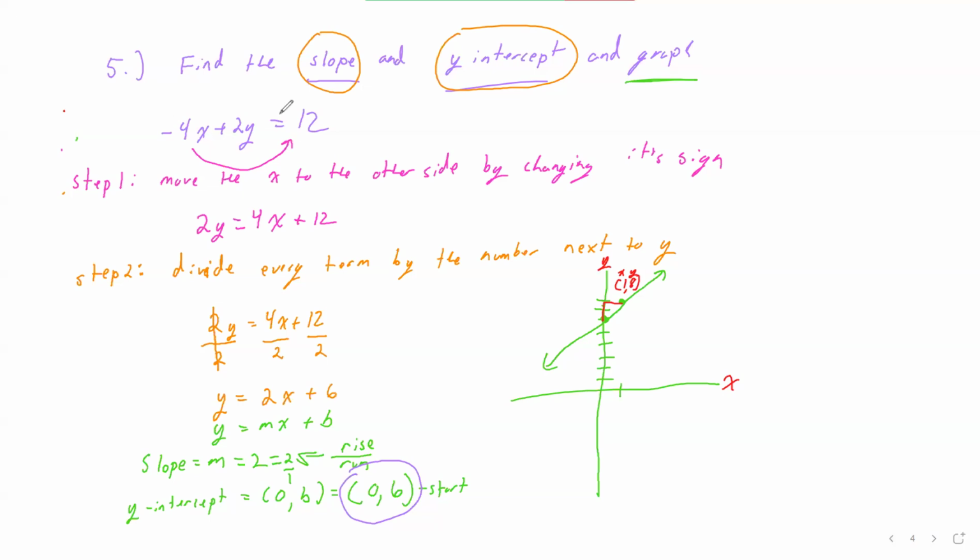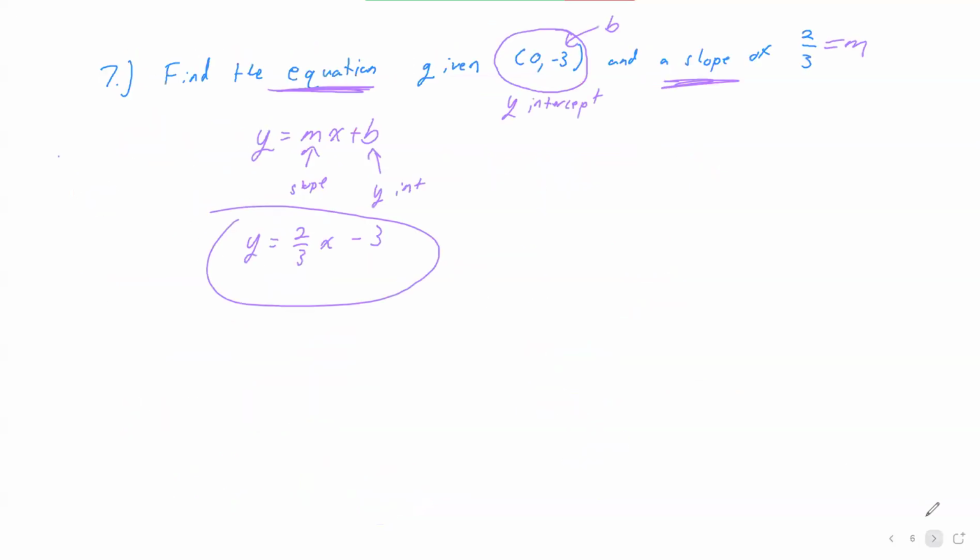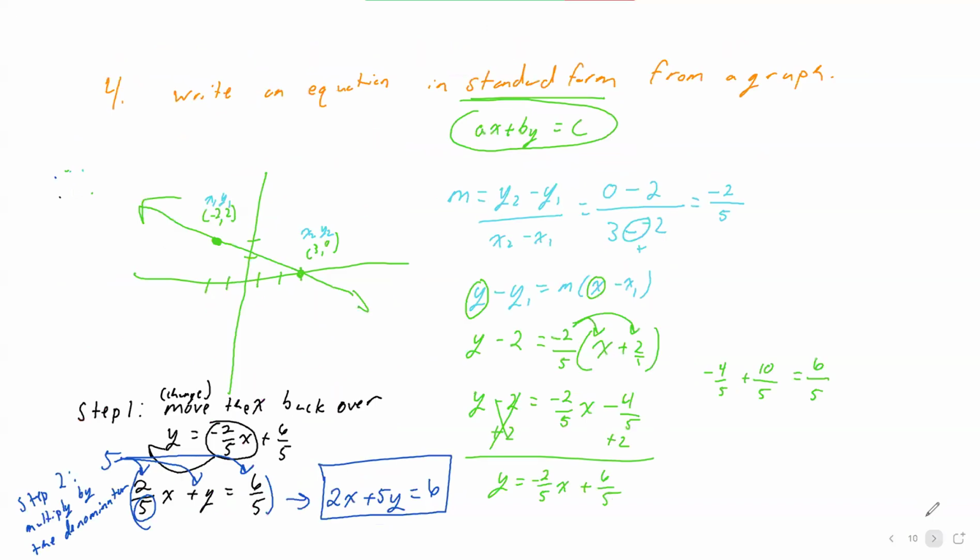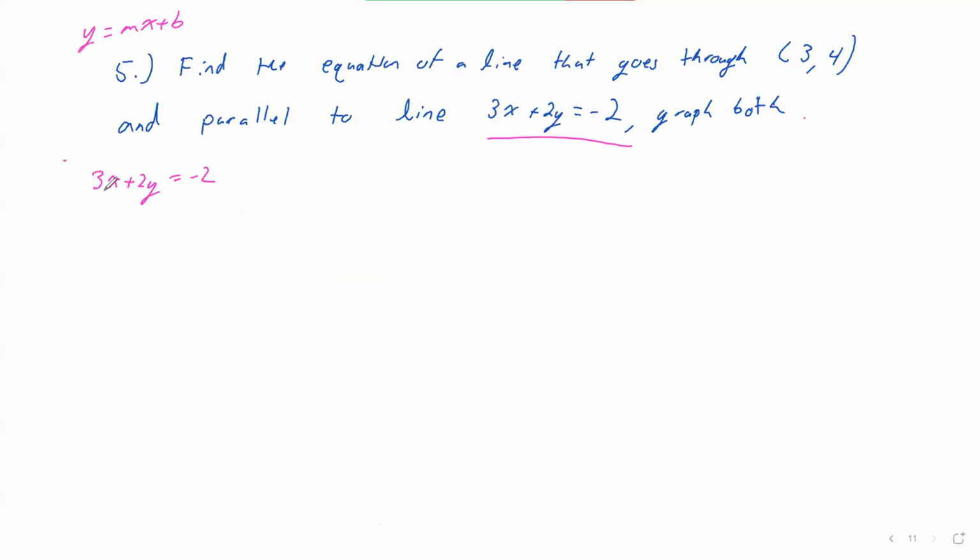So if this is my standard form, I want to go to slope intercept, what's my first step? That's it. So I'm going to move this 3x to the front by changing its sign. So now it becomes a -3x minus 2. The x value, so this positive 3x is now a -3x.